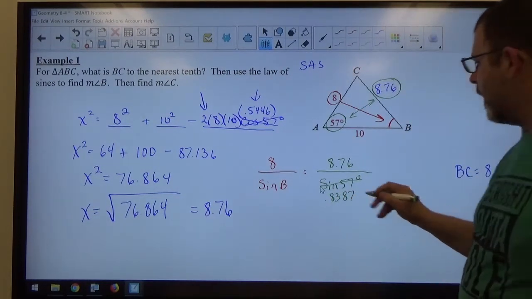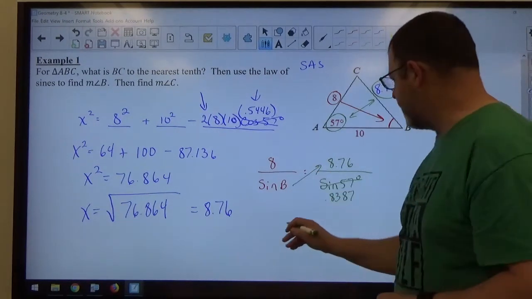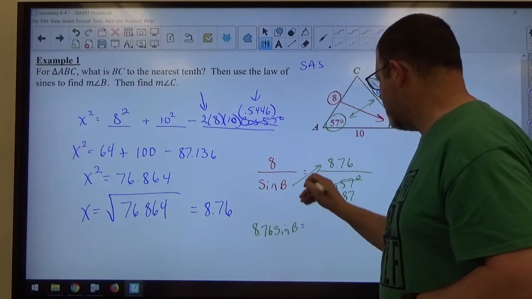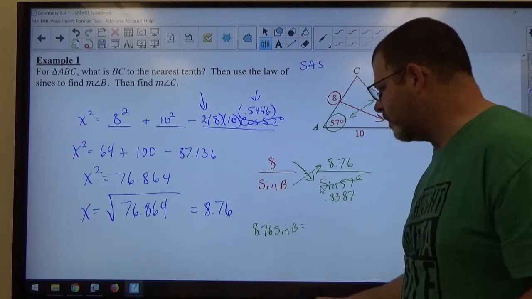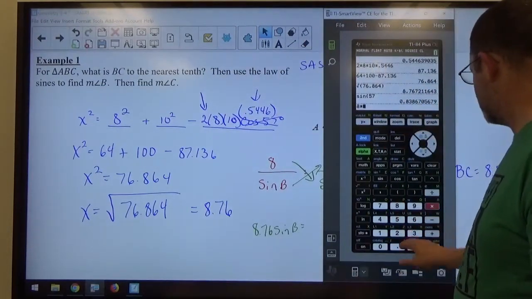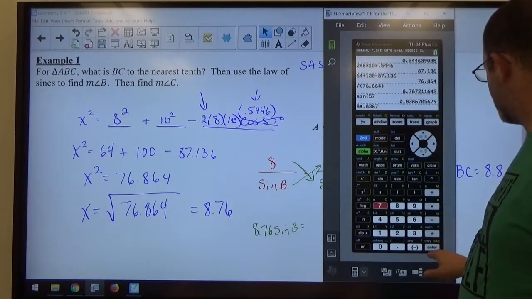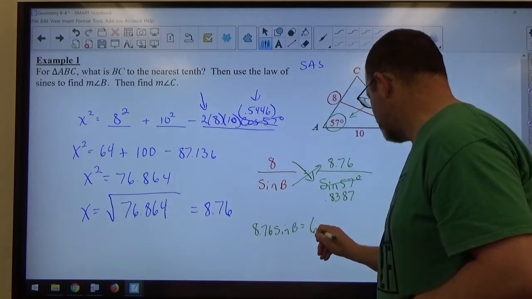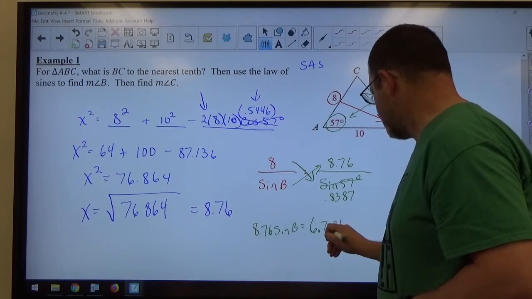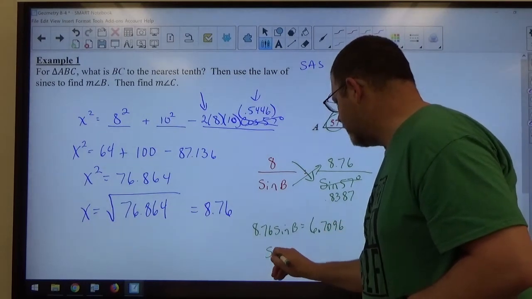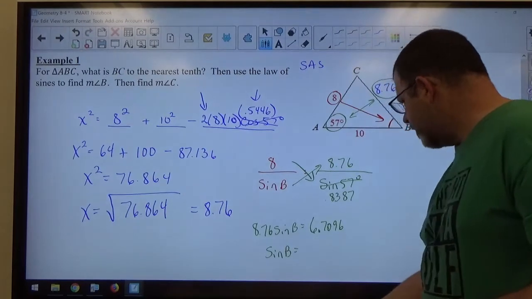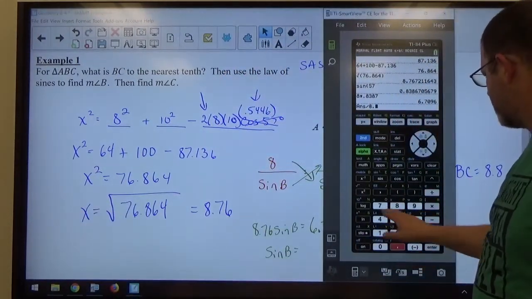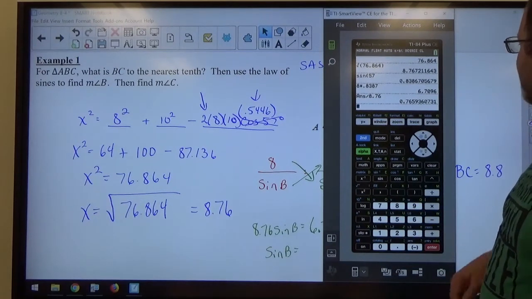Then I'm going to cross multiply. So 8.76 times sine of B equals 8 times 0.8387. That's 6.7096. So that means sine of B equals 6.7096 divided by 8.76. And that gets me 0.7659.